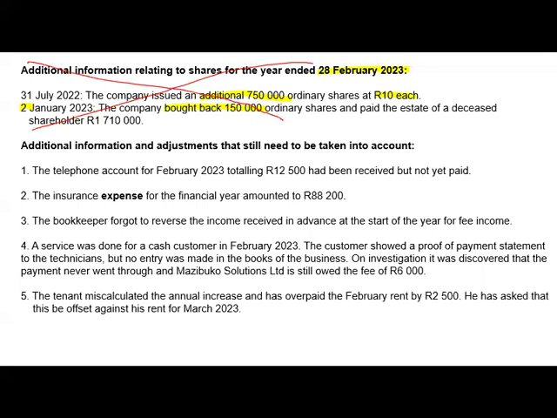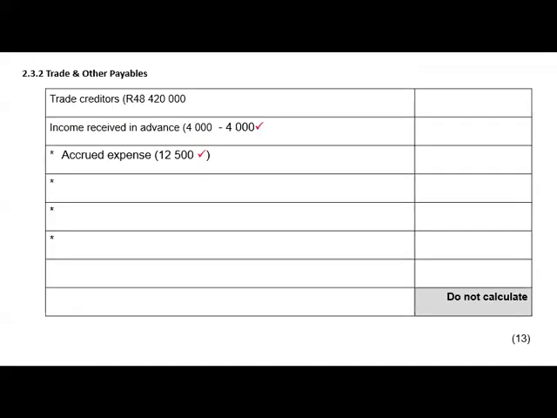You first have to ask yourself, where would you find income received in advance? I nearly gave you the answer there. You're going to find it in trade and other payables. And if it's there in trade and other payables, it means that it was not reversed. So you need to reverse it. Okay.